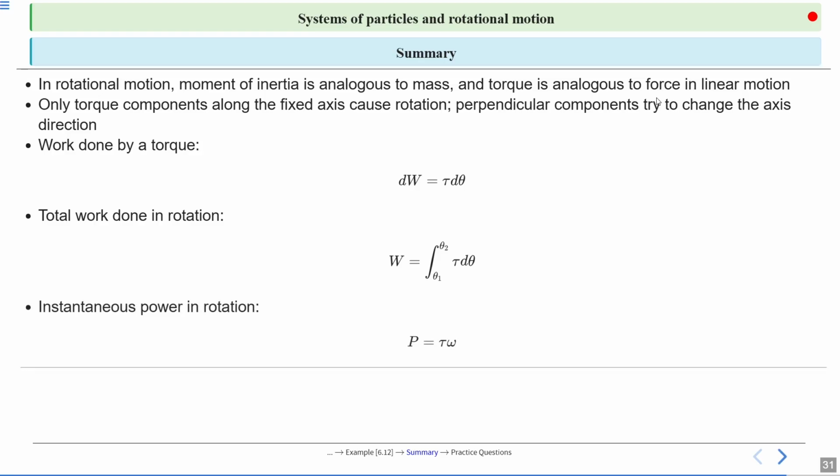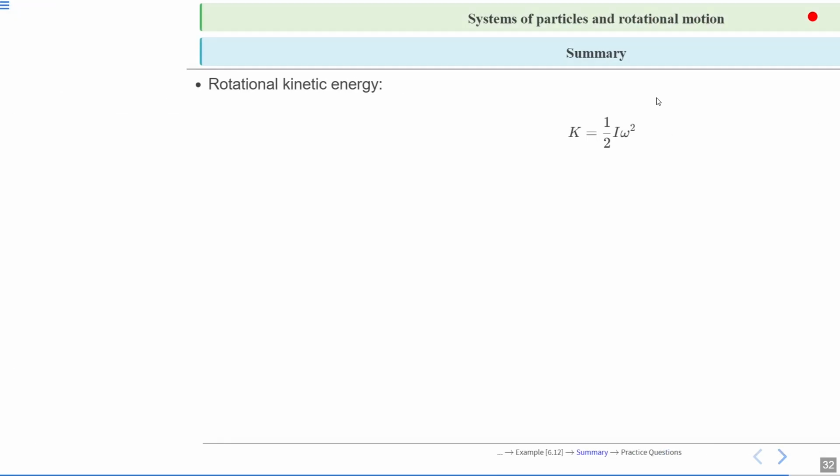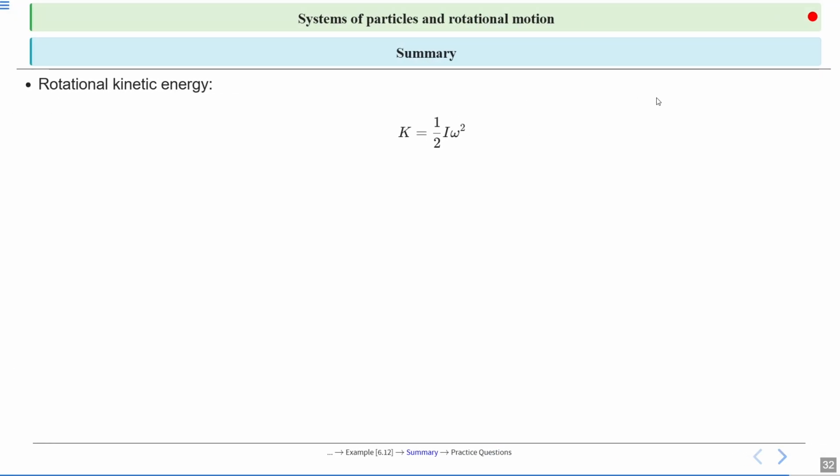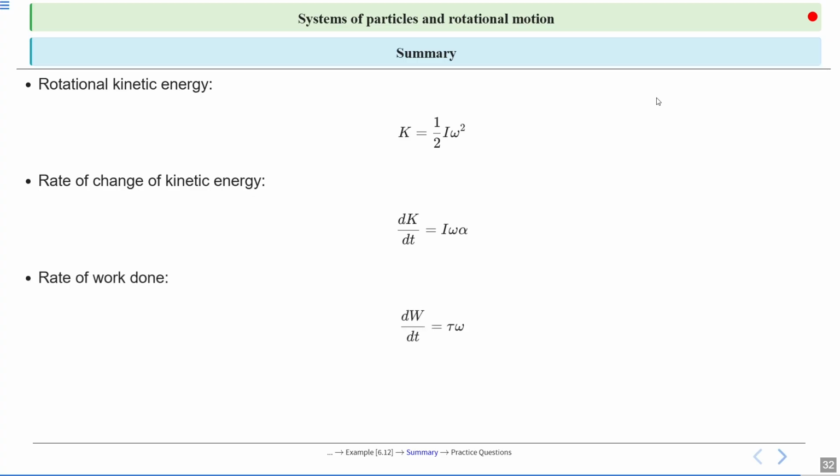Instantaneous power in rotation, P is equal to tau omega. Rotational kinetic energy, K is equal to half I omega square. Rate of change of kinetic energy, dK upon dt is equal to I omega alpha. And rate of work done, dW upon dt is equal to tau omega. So all these formulas are very important. And the rotational analog of Newton's second law, tau is equal to I alpha. But in translational motion, we know F is equal to ma.